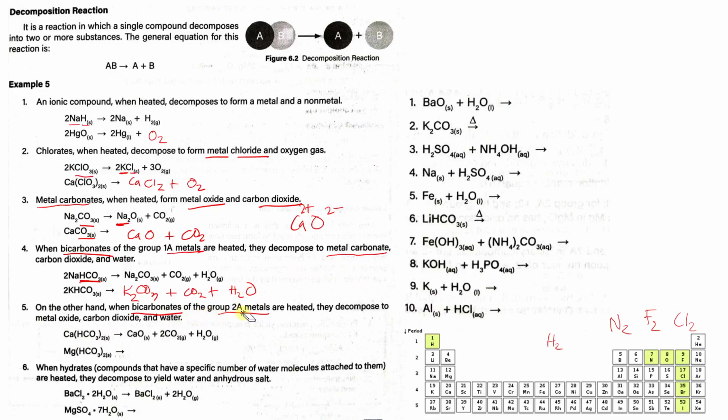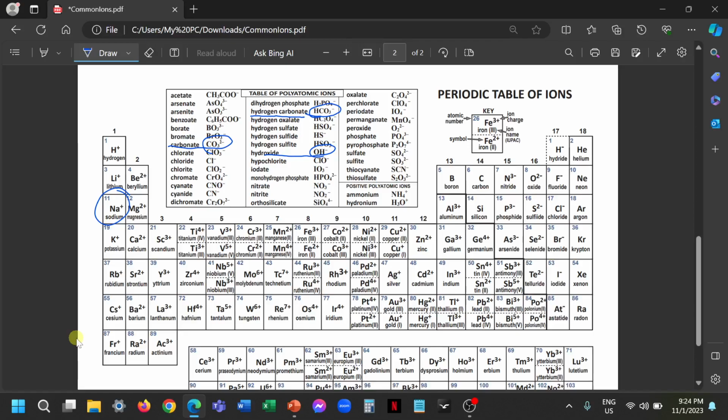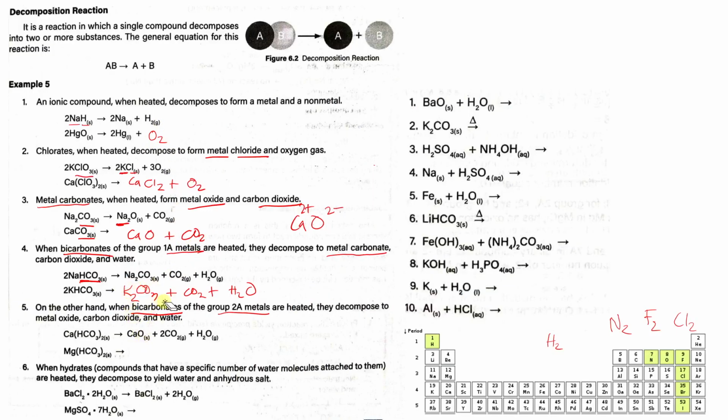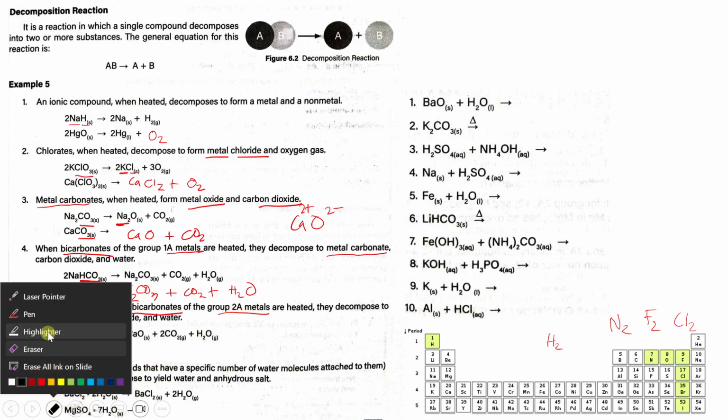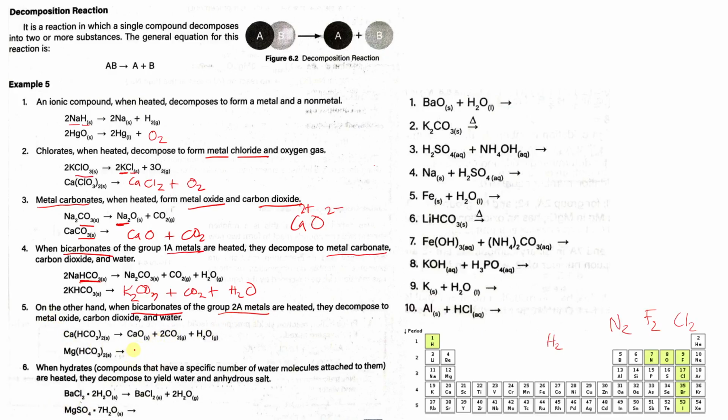Then for a group 2A metal, for example, here we have calcium. So calcium is over here. So this one is in group 2A. So for this one, again, we have a bicarbonate plus a group 2A metal. So the product for this type of reaction or this decomposition is a metal oxide. So the metal here is magnesium. Then we have the oxygen plus carbon dioxide and then water.